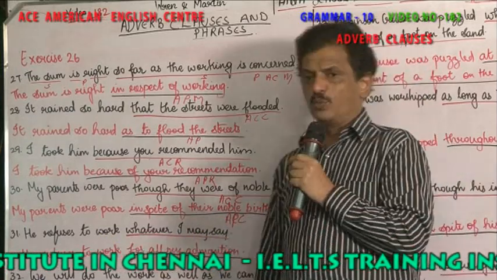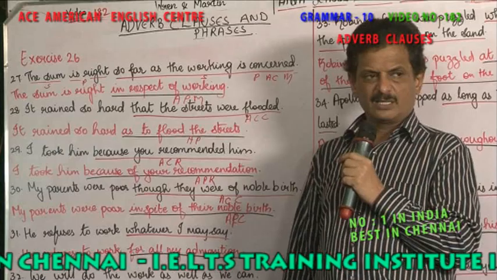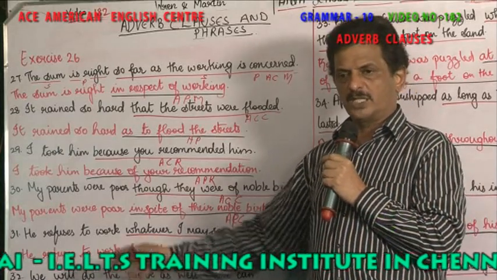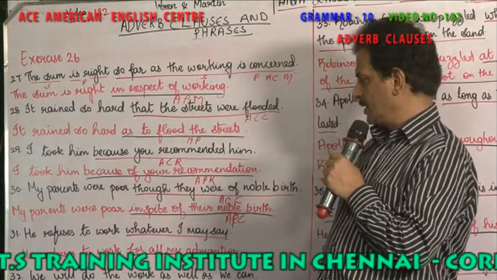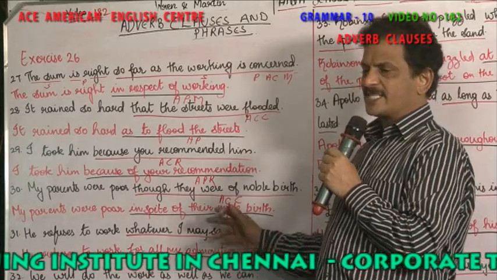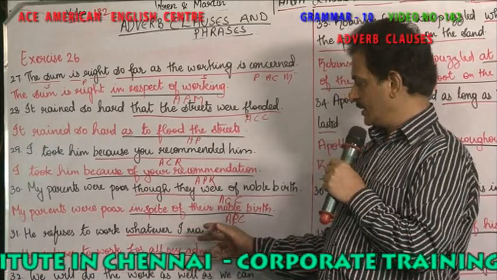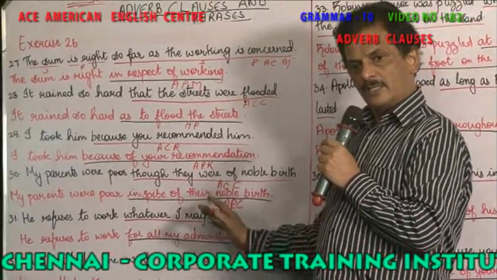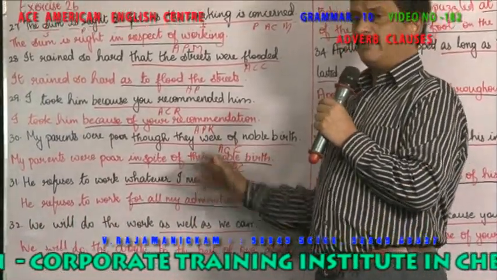He refuses to work. He refuses: he is the subject, refuses is the verb. What? To work becomes an object, a complete sentence. "I may say" is also right: I is the subject, may say is a verb. It is a sentence. Whatever I may say.